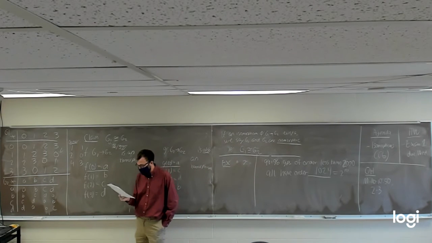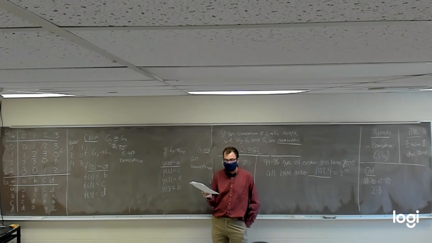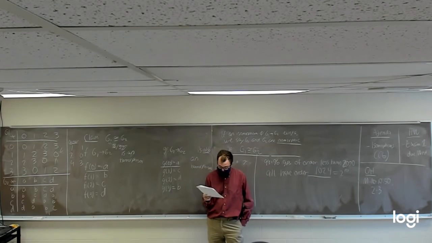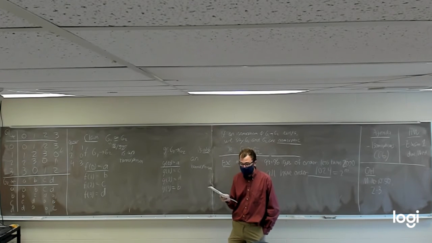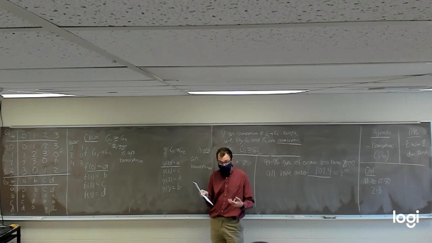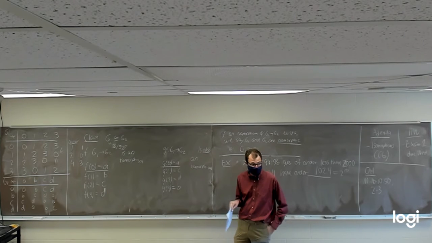If H is a subgroup of G2, then the preimage of H, the set of all things mapping into H, has to be a subgroup of G1. And the center of G1 under our isomorphism has to map to the center of G2. You may remember the center of a group is just a set of elements that commute with everything in the group.